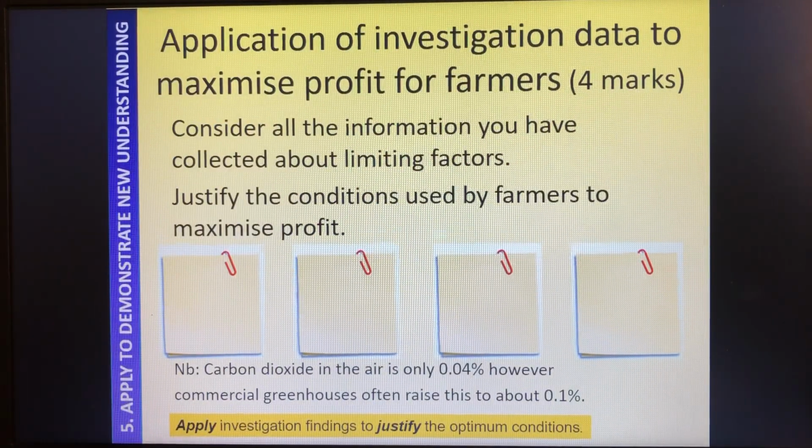Okay. So, application of investigation data to maximise profit for farmers. That sounds all a bit technical, doesn't it? All I really want you to do is just identify from your graphs what were the best conditions. So what were your optimum values for each of your graphs that you produced? Okay, so they were, I can't go back to mine because I'd have to flick through lots of slides, but what was the best condition in terms of light, what was the light intensity that was needed? I've got a feeling it was 50 lux. What was the best temperature, and what was the best sodium bicarbonate percentage to use?